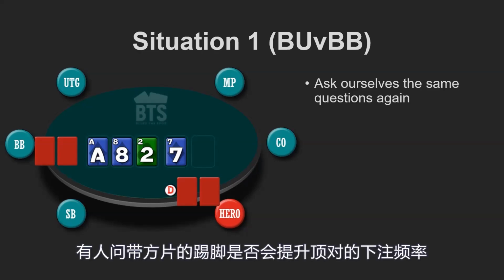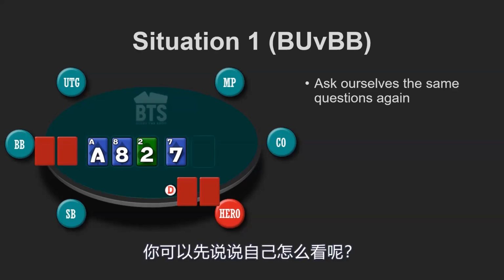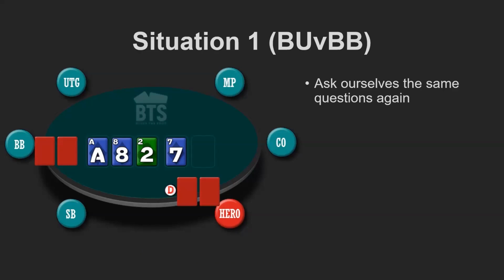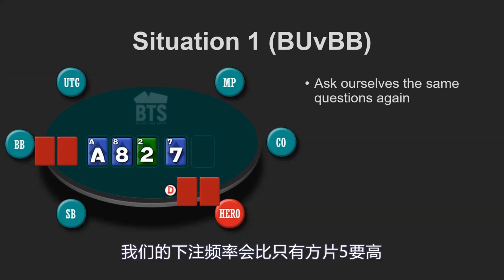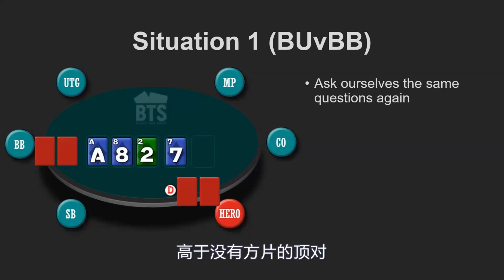Amar is saying, does a diamond kicker increase betting frequency with top pair? I'm going to redirect the question back to you. What do you think? Yes. So the higher the equity you have, the more we want to be betting. So if we have the king of diamonds, the more we're going to be betting than if we had the five of diamonds. And the more we're going to be betting than if we don't have a diamond.